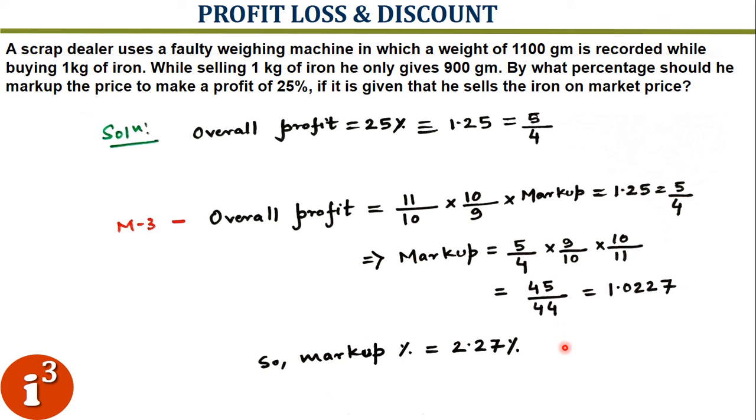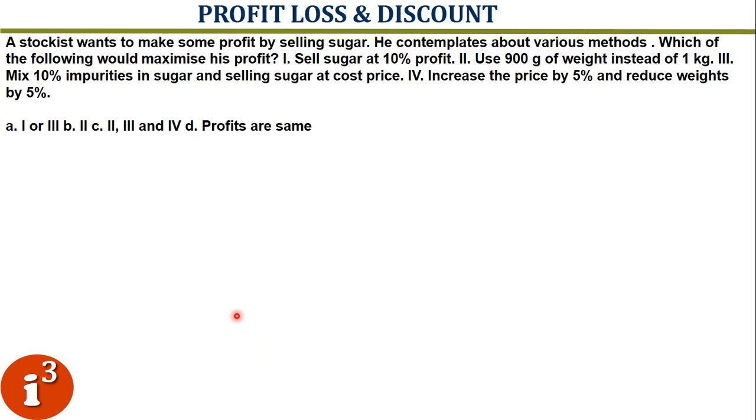So markup percentage is 2.27 percentage. So in this, the seller needs to mark up by 2.27 percentage to make an overall profit of 25%. It is as simple as that.